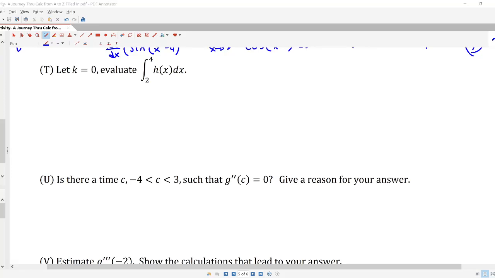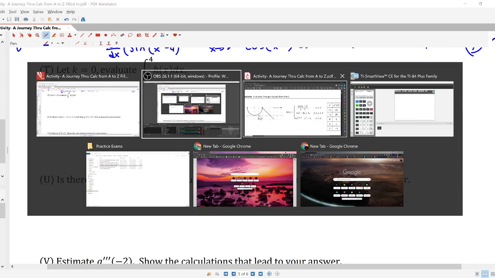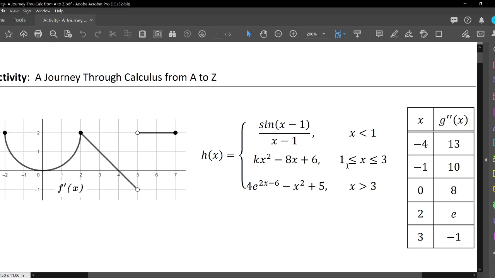Okay, let's take a look at part T. Let k equal 0. Evaluate the integral from 2 to 4 of h of x dx. Now, the first thing you need to notice here is 2 is in this portion of the function, so k is going to be 2, so we'll have to adjust that. And 4 is in this interval right here.